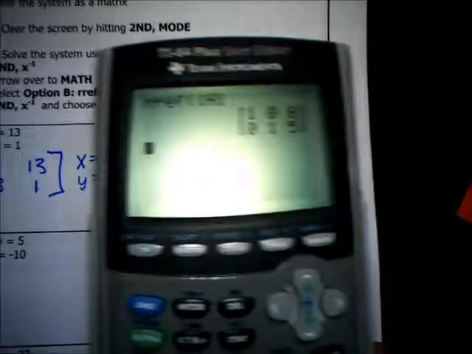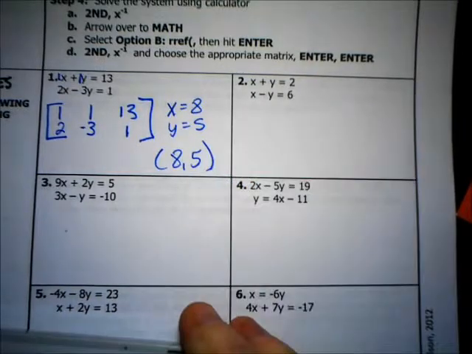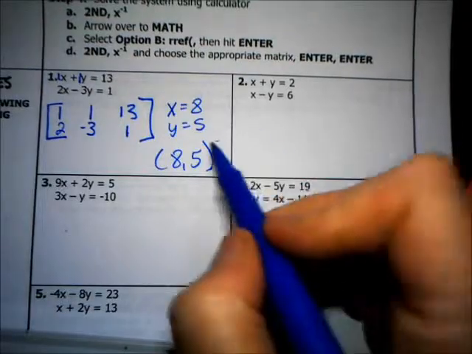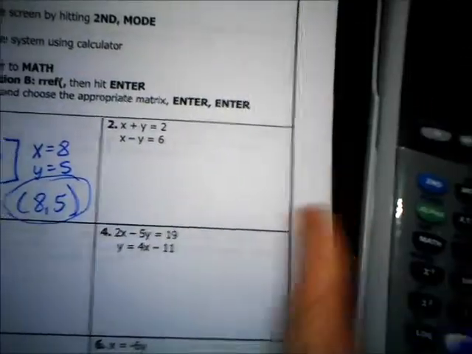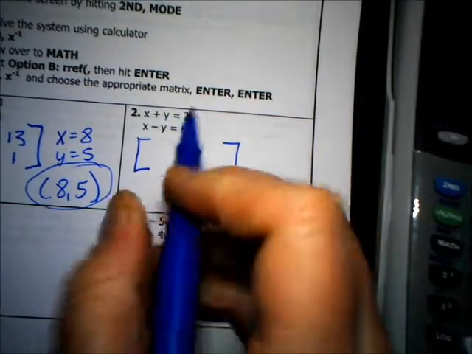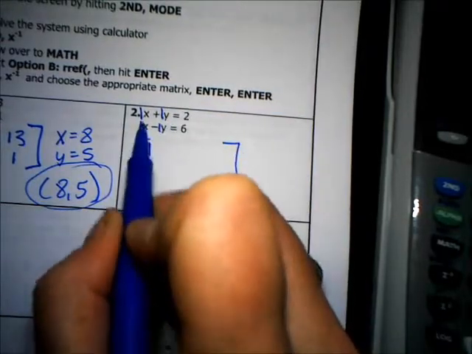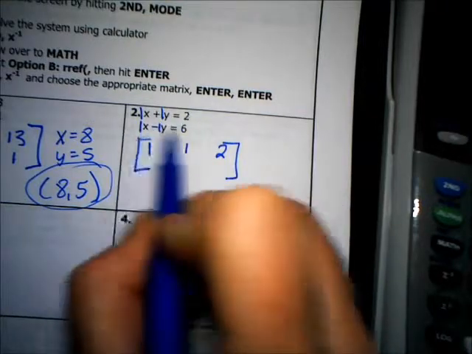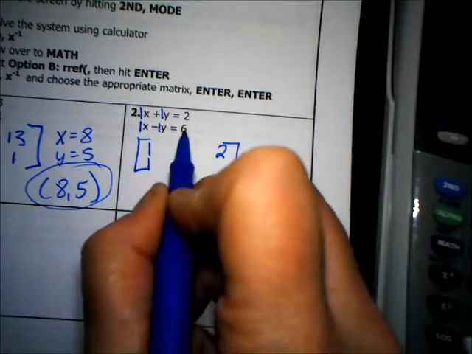Okay, for that particular problem, that means my solution is 8, 5. So on number 2, I'm going to pull out my matrix. The first column, x and y's, all have 1s. So the x is a 1, the y is a 1, and the constant is a 2.